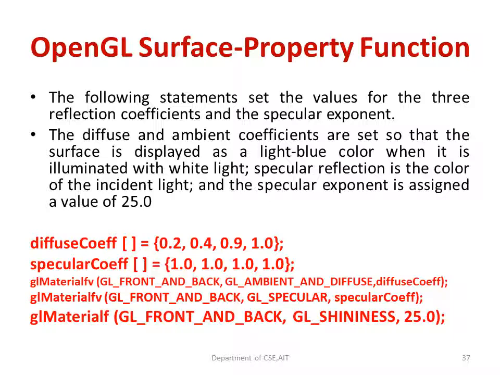Every object will have some amount of ambient, some amount of diffuse, specular also, and we are also adding the shininess. So if you go on increasing the shininess value, then your object will have a more shiny effect. So here the effect we are giving is equal to the value of 25.0.